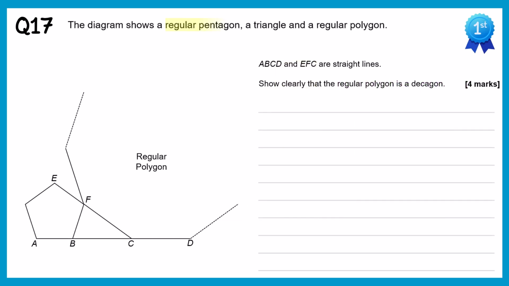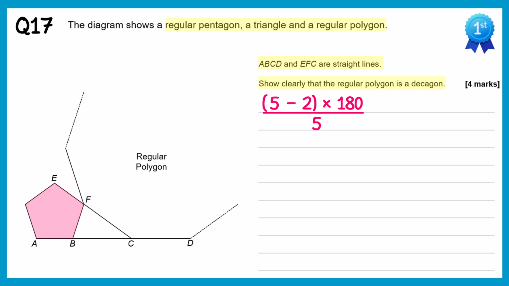In this question, we have a regular pentagon, a triangle, and a regular polygon. We're told that these two lines here are straight lines, and we need to show that the regular polygon is a decagon. We're going to start by looking at this regular pentagon here. We can calculate the size of each of the interior angles using this formula, where n is the number of sides. A pentagon has 5 sides, so let's change those n's for 5s.